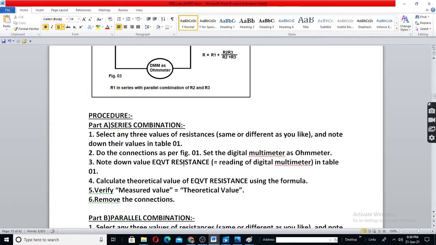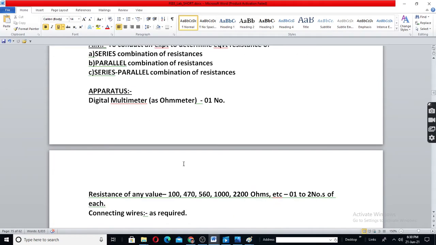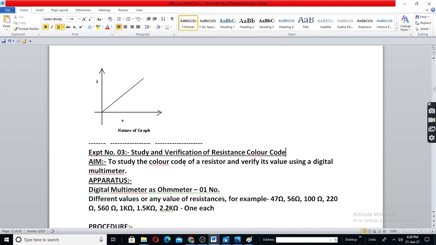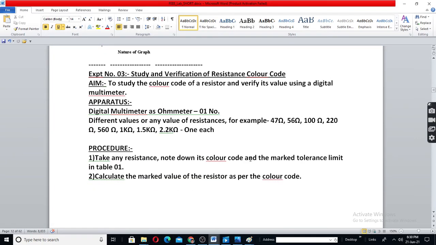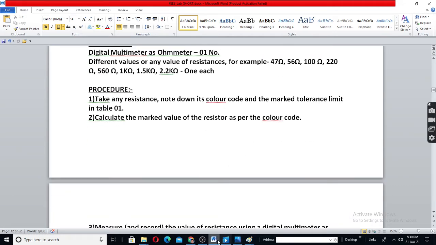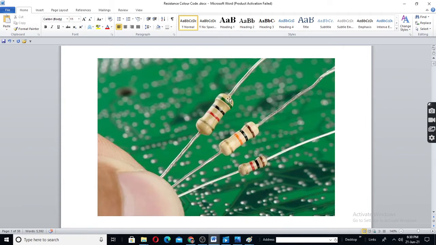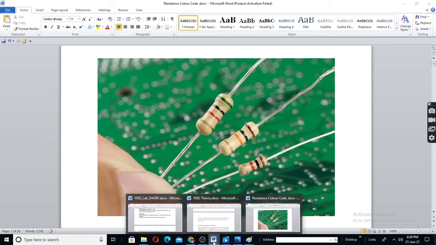Class 2. Color code of resistances. Resistances are marked with color codes which indicate their values and tolerance and other characteristics. Let us see a few of them.